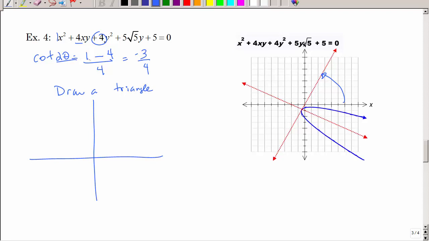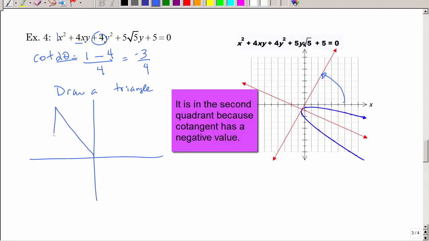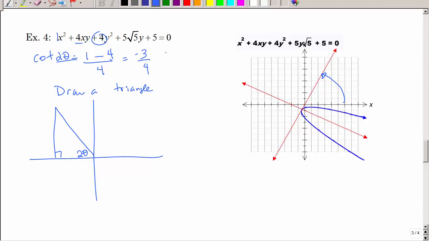Now I know 2 theta is in the second quadrant. So I'm going to label that angle as 2 theta. And remember, cotangent is adjacent over opposite. And this part's got to be negative because I'm in the negative x direction. And then using the Pythagorean theorem, or just knowing that that's a 3, 4, 5 triangle, what does that tell you? Well, it tells you that the cosine of 2 theta is negative 3/5, and yes, it tells you the sine of 2 theta is 4/5.